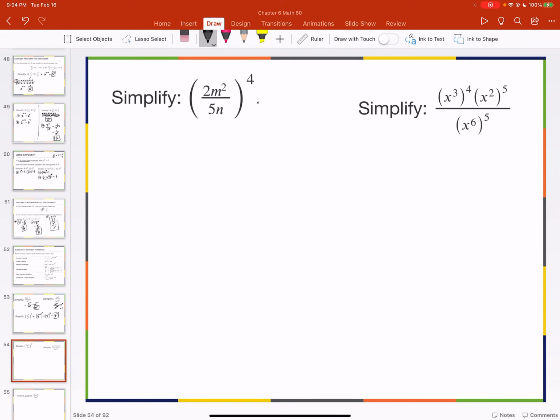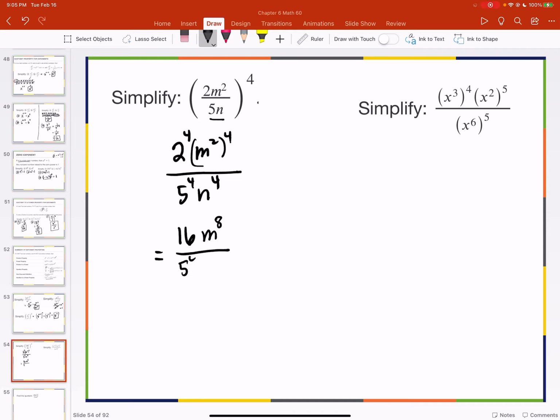All right. So here, there's nothing to simplify. So let's go ahead and raise everything to the 4th power. So this is going to be 2 to the 4th power, m squared to the 4th power, over 5 to the 4th power, n to the 4th power. So 2 to the 4th power is 16. M squared to the 4th is m to the power 8 over, and then 5 to the 4th power is a large number, I'll just leave it like that. And then n to the 4th.